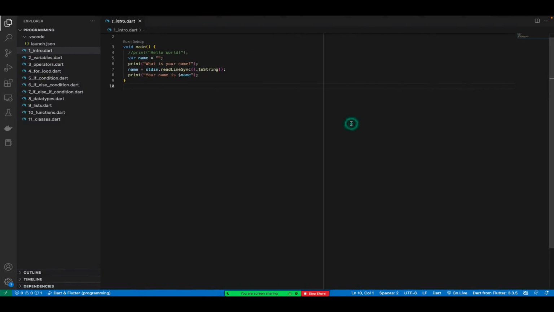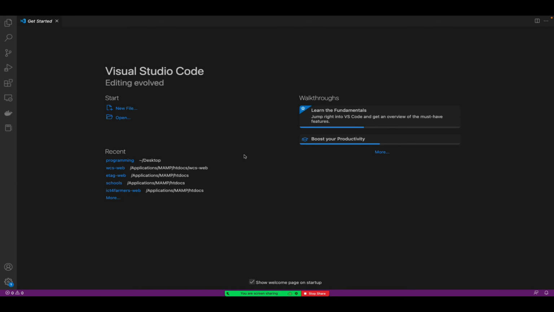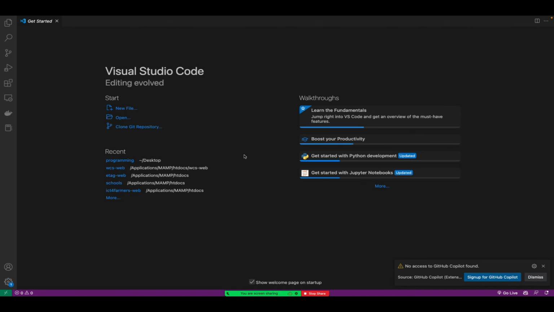So here is my Visual Studio Code. For those who don't know it, this is how it will look when you open it for the very first time. Once you have it there, the next thing that you're going to do is create a folder, your working folder, the one that you're going to use to develop the programming. Okay.